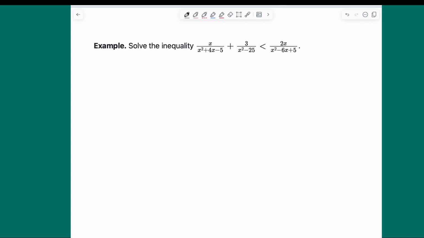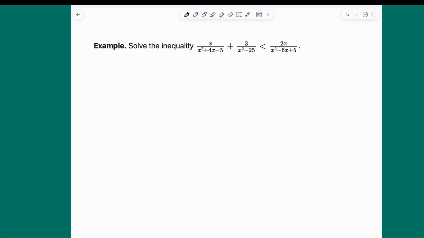Okay, so we are asked to solve the inequality x over x squared plus 4x minus 5 plus 3 over x squared minus 25 less than 2x over x squared minus 6x plus 5.